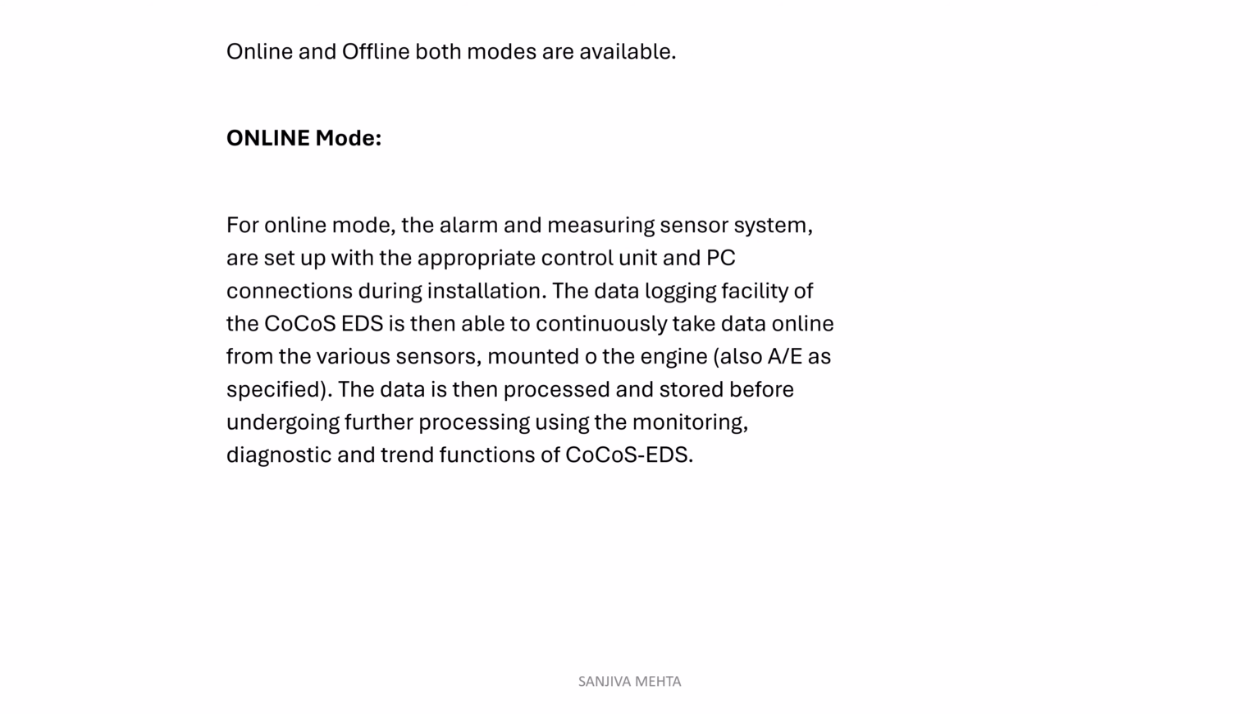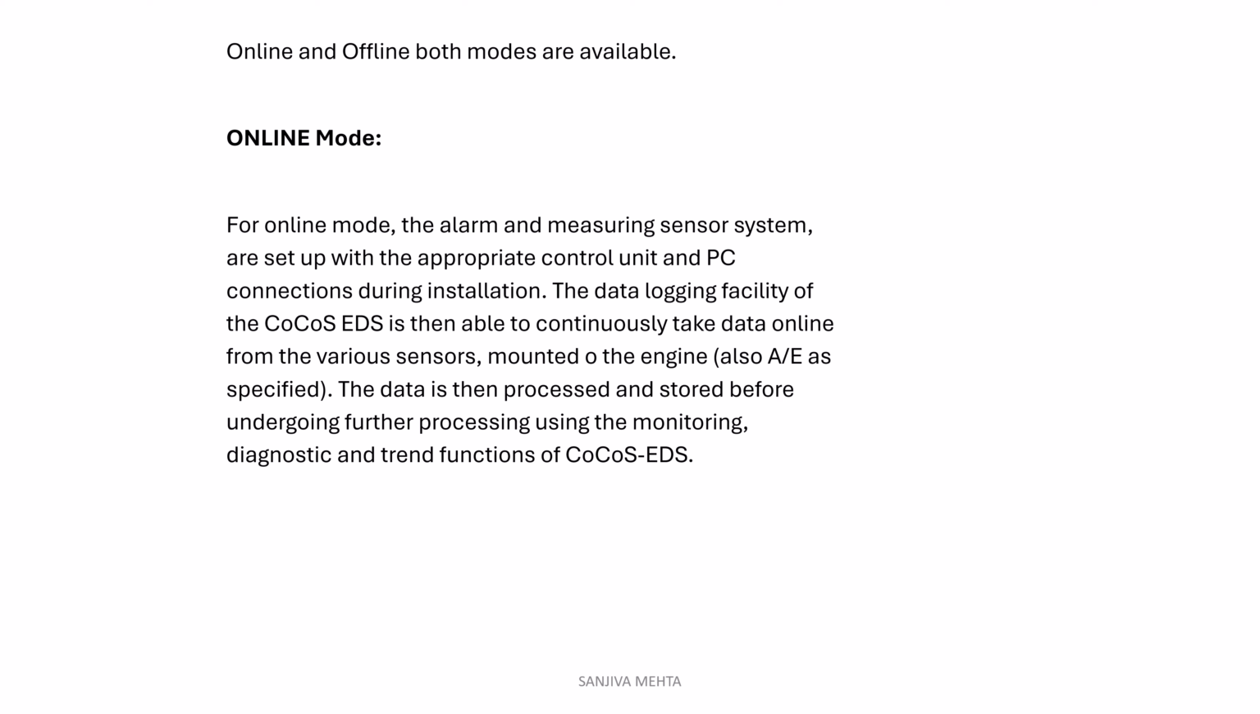Online mode. For online mode, the alarm and measuring sensor system are set up with the appropriate control unit and PC connecting during installation. PC connection, because this has to be done in the installation. So all these are fitted already. The data logging facility of the Coco EDS is then able to continuously take data online from the various sensors. It's continuously data is available. Mounted on the engine.